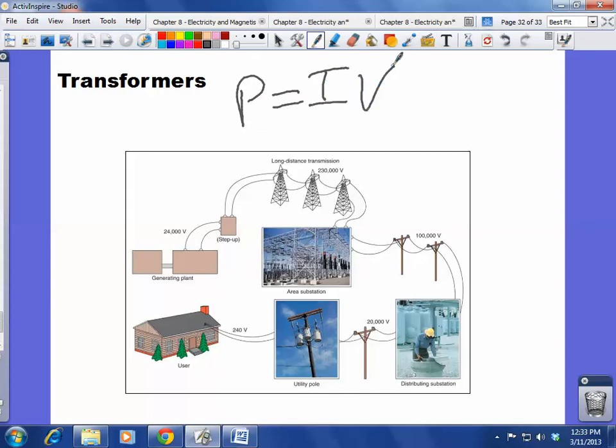So if I say the power is the same and I jack up the voltage really high, what has to change as well? Yeah, the current goes down. So by having a really high voltage, we can cut down the current a lot, and with less current, there's less chance to lose that energy. Now, anyone know, how do we do that? How do we change the voltage?